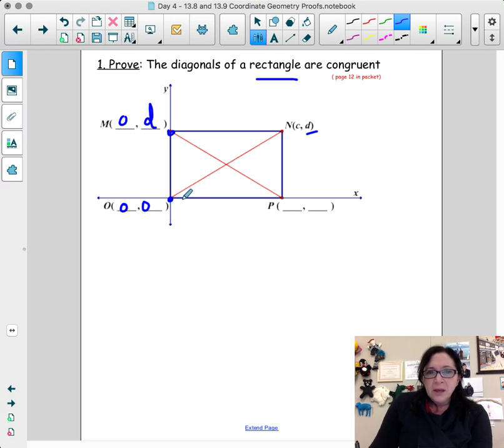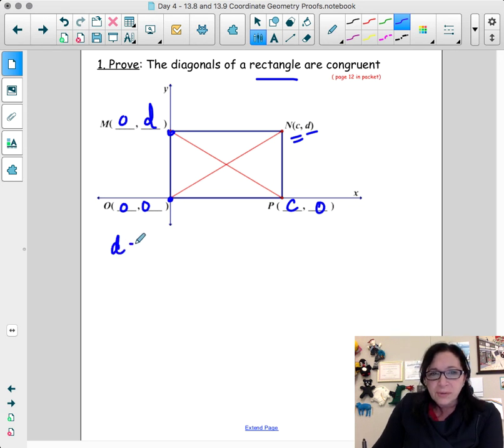This point is over C from that, and I didn't go up any, so that's 0. So my job is to prove that the diagonals of my rectangle are congruent. Well, I'm going to prove that the lengths then are congruent. So I'm going to say the distance between here and here is equal to the distance between here and here. So my diagonals are going to go, let's see here, find the distance.